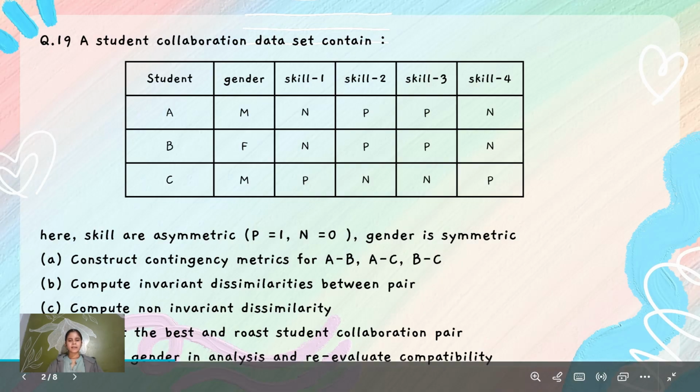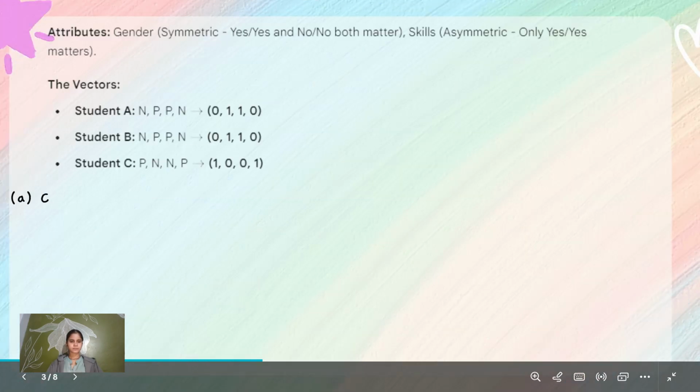A: construct contingency matrix for A minus B, A minus C, and B minus C. B: compute invariant dissimilarities between pairs. C: compute non-invariant dissimilarities. D: suggest the best and worst student collaboration pair. And E: include gender in the analysis and reevaluate compatibility. So let's solve all these subparts of the question.